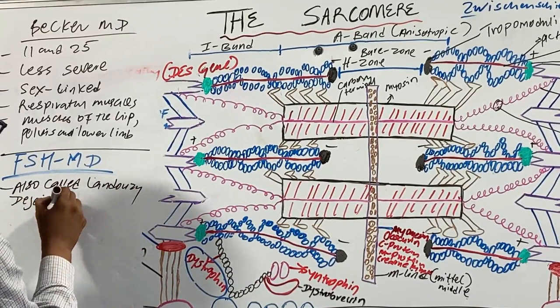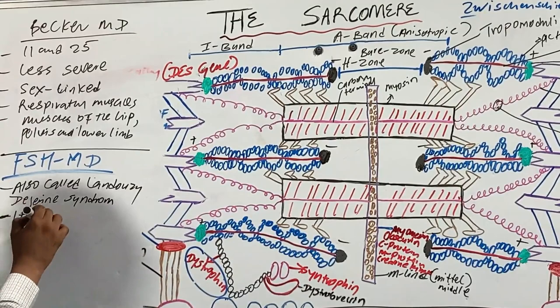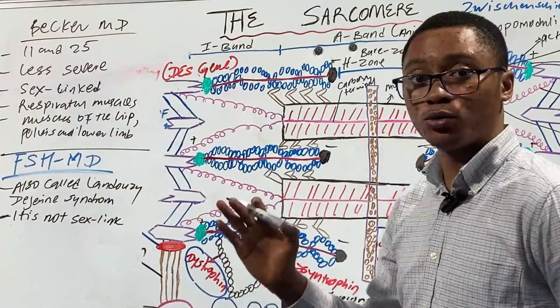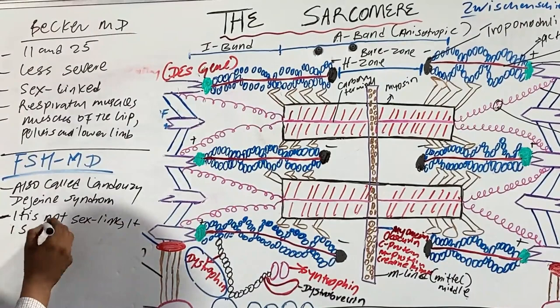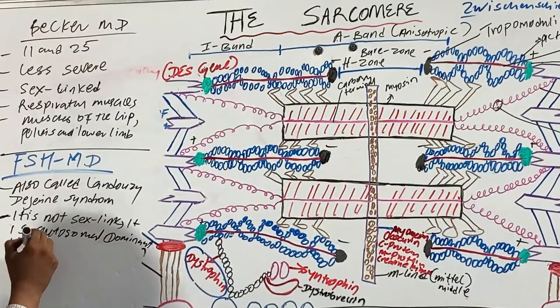Landouzy Dejerine syndrome. And remember, it is not sex linked, compared to Becker's and Duchenne. It is autosomal. It is inherited in an autosomal dominant way, which means the parents must have it.